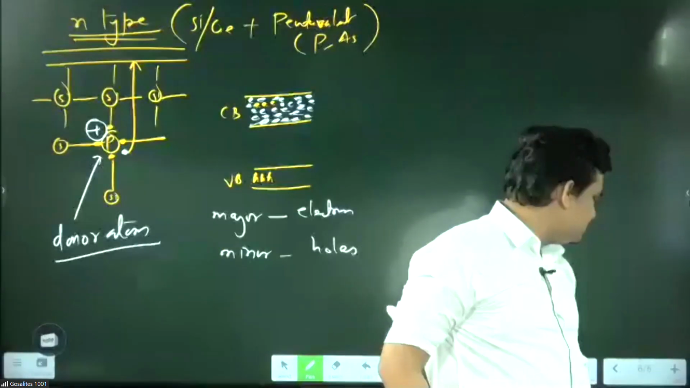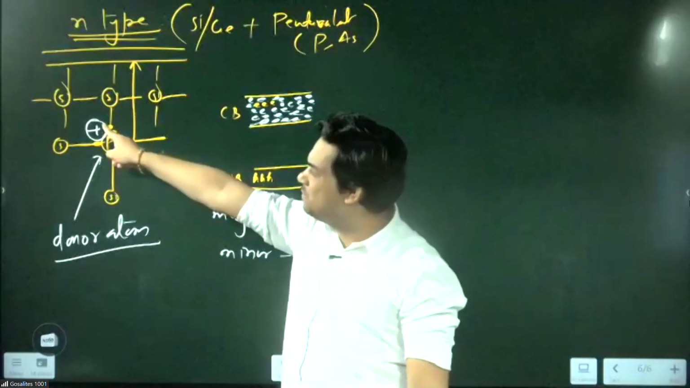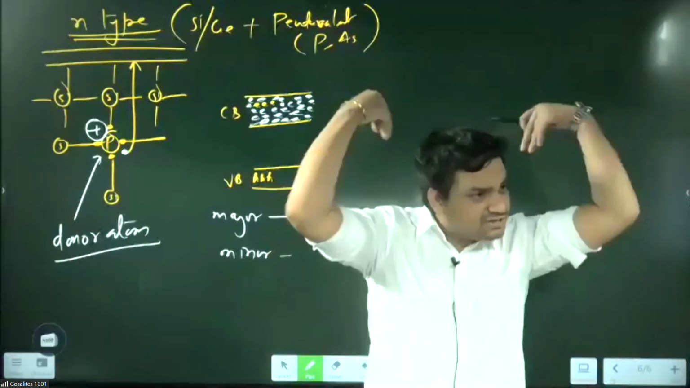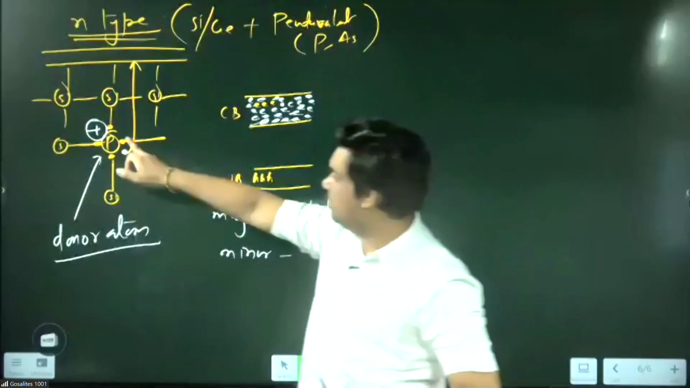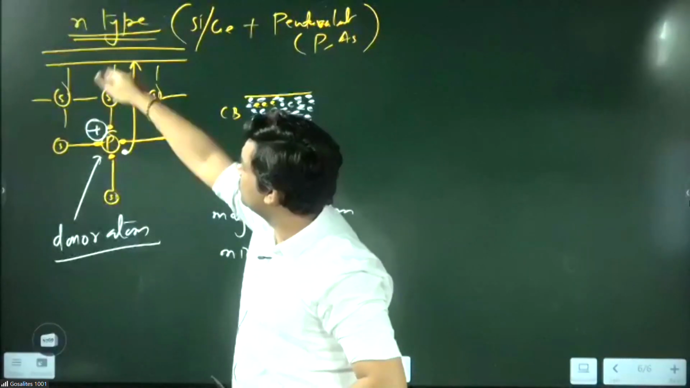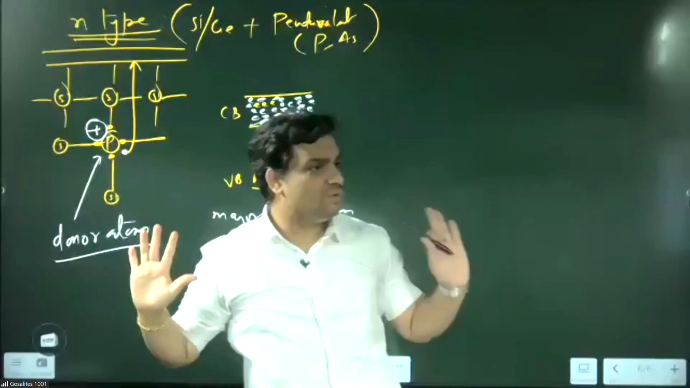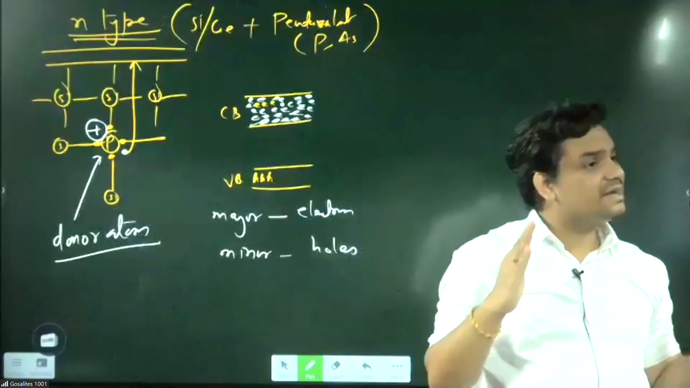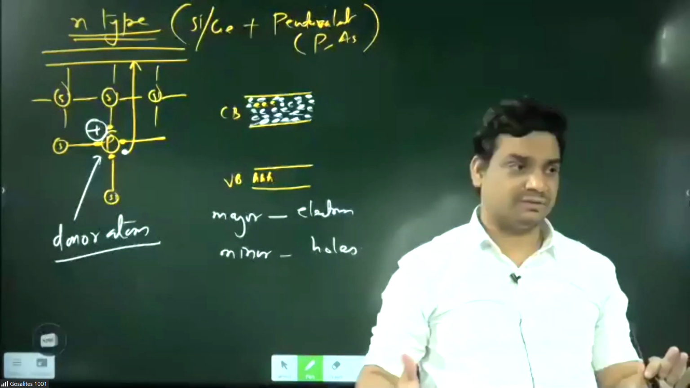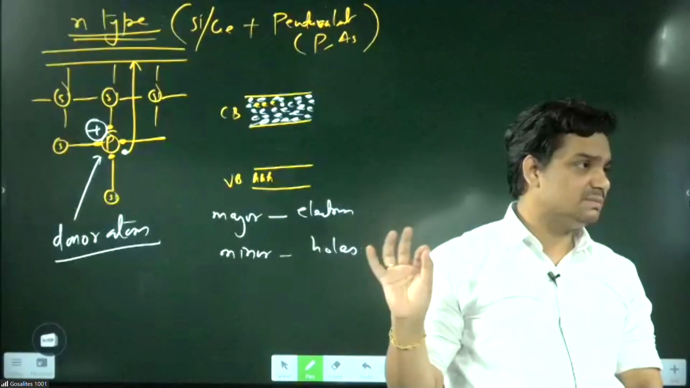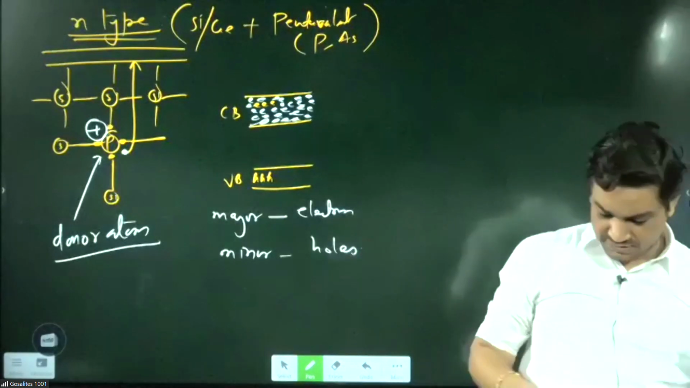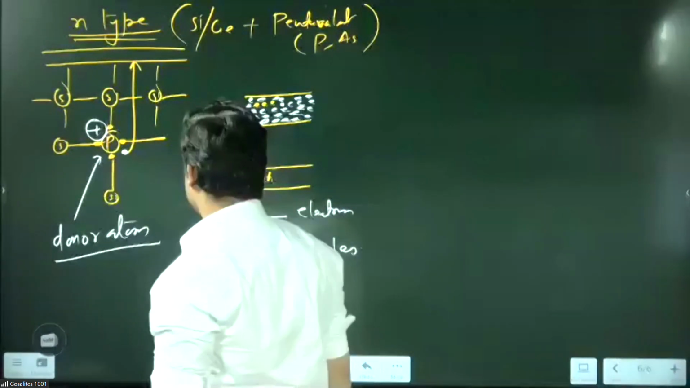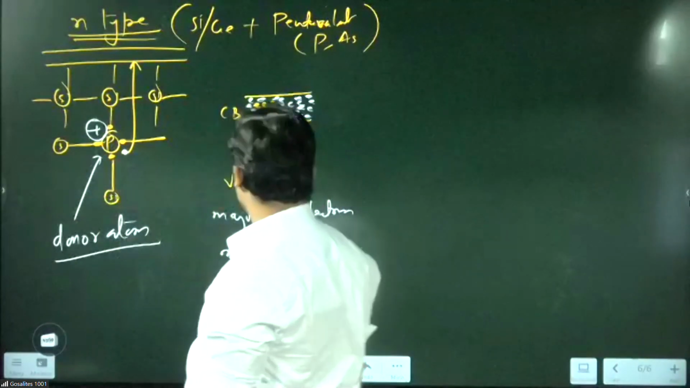N type, we know N type contains what? Positive immobile ions. Overall charge is neutral, because the positive ion and the electron are neutral together. So the overall semiconductor is always neutral, but positive and negative immobile ions are there. Somewhere you can write: overall semiconductor is neutral. P type contains negative immobile ions, and N type contains positive immobile ions.